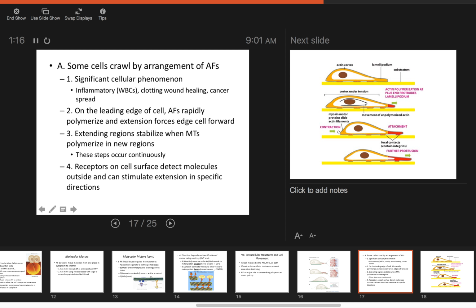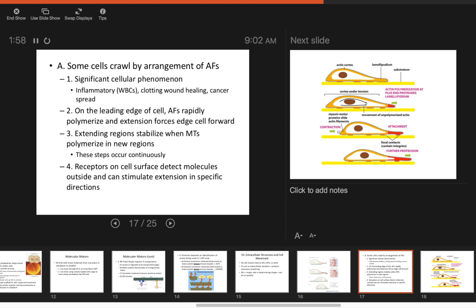Some cells crawl by the arrangement of these actin filaments. This is a hugely significant cellular phenomenon. This is how your white blood cells move during inflammation, squeezing their way through the capillaries to the site that's injured. It's also involved in clotting for wound healing. This is usually how cancer spreads. On the leading edge of the cell, the actin filaments rapidly polymerize and extend forward, then they stabilize, and once they're stabilized, the back end will detach and roll or slide along in the direction that it needs to go.